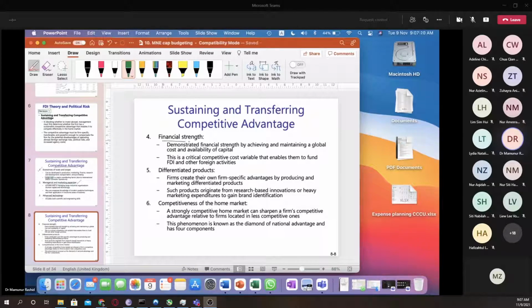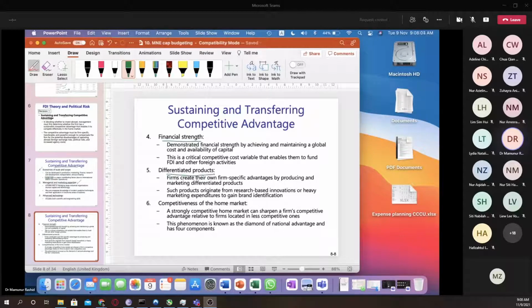Financial strength. Some companies can be financially very strong. That can be their competitive advantage. Especially large companies. They can have a very strong financial backup, so that anytime they go to international market, they have the money to invest. So financial strength can be your competitive advantage. You may not be doing very good business. You might be just doing okay, but possibly you have a very strong financial base. Maybe your owners are very rich. Maybe you come from a very rich country. Your company is very rich. Because of that, your financial strength is very strong. Therefore, it can be your competitive advantage.